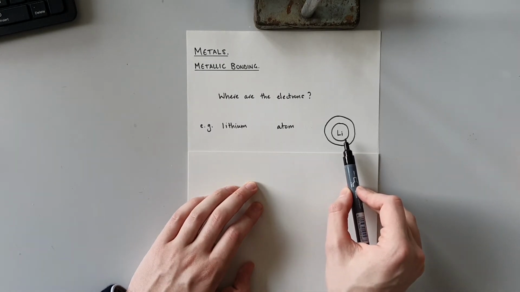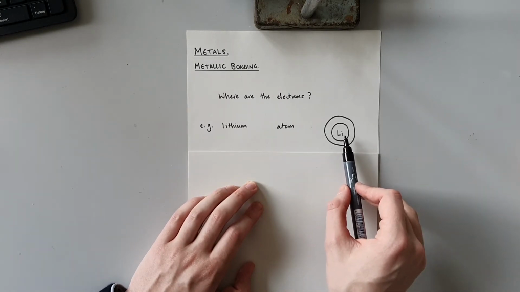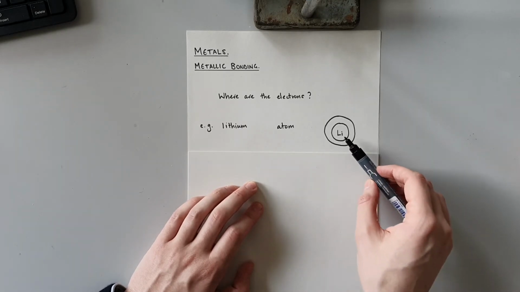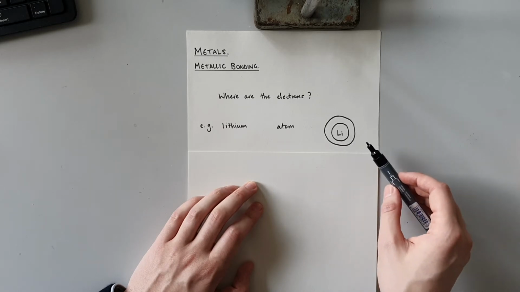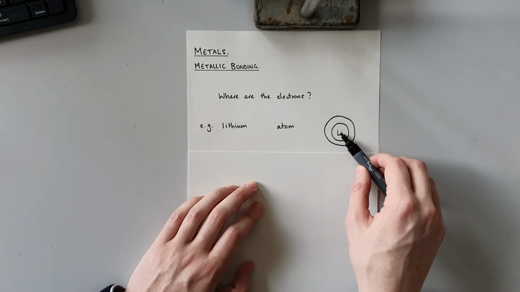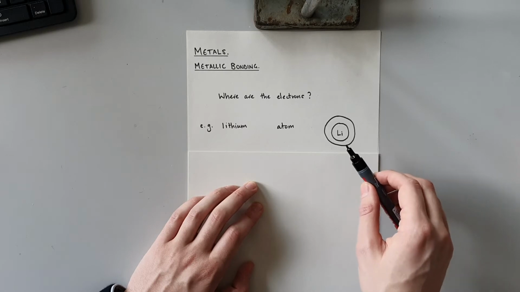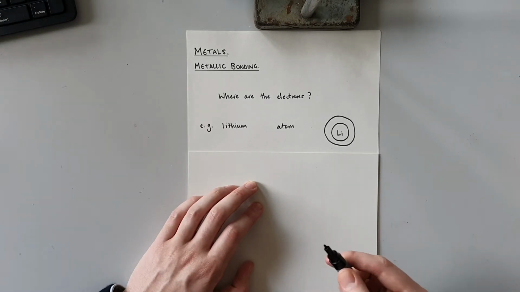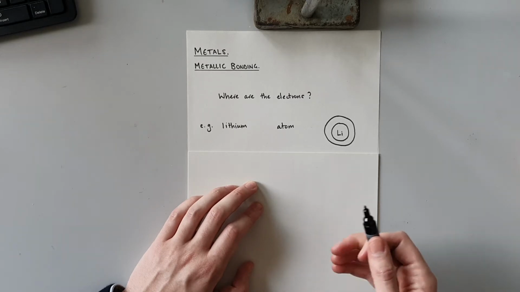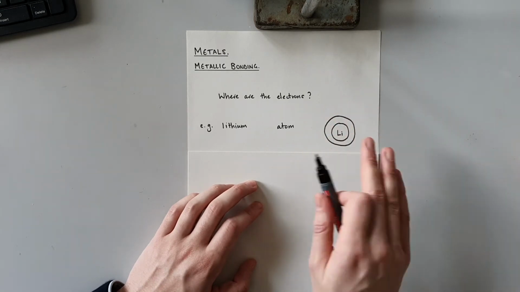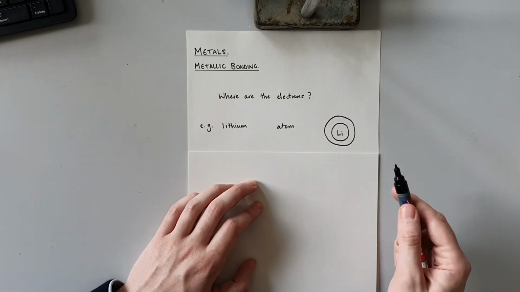So if we find lithium in the periodic table, we will find that it has an atomic number of 3. Now what does that mean? That means that lithium has 3 protons, 3 positively charged subatomic particles in the nucleus of the atom. And it also means it has 3 electrons, because atoms within elements have to have the same number of protons and electrons. They have to balance each other out in terms of their charges, so that the overall charge of the atom is 0, because atoms are neutral.